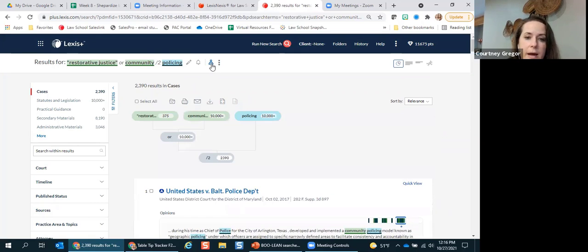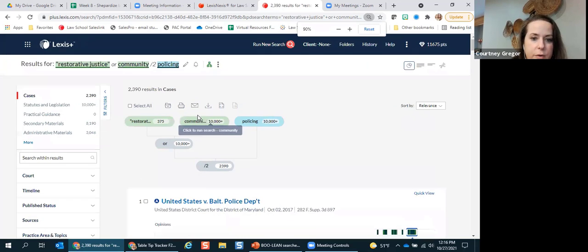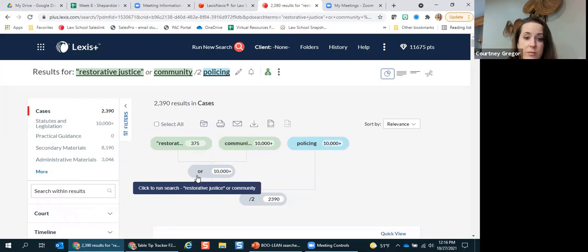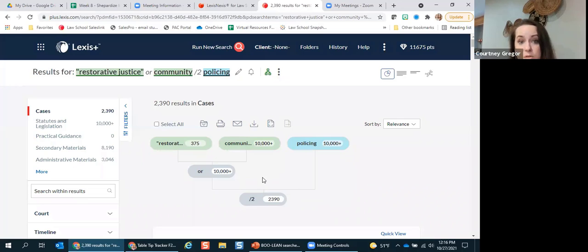It's going to show me the way the system ran this search. I can see here we've got all of my terms up across the top. I'll try and make this a little larger for you. And then I can see the way it goes down with the different lanes. It shows me the first connector that it read, and it was actually the or. So it read restorative justice or community, and then either of those within two of policing, which is not what I wanted to do. And so you can see here, I got back 2,390 results in cases.